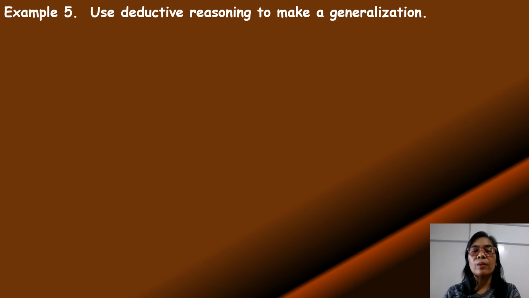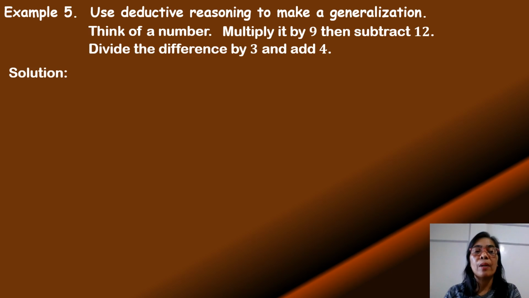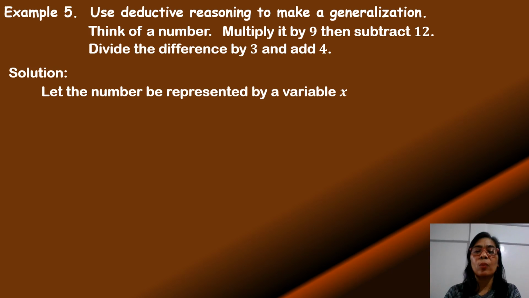This time we are going to use deductive reasoning to make a generalization. Let us use the same problem that we just solved. Think of a number. Multiply it by 9, then subtract 12. Divide the difference by 3 and add 4. Our solution will start with letting a variable represent any number, so we let that be represented by x. So take note of the difference between inductive and deductive reasoning.